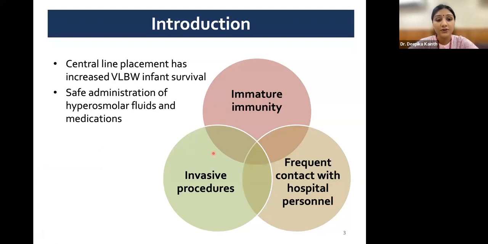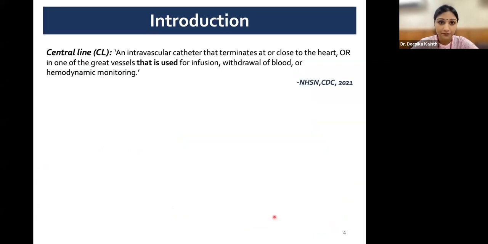However, neonates are already predisposed with an immature immunity, especially the ones who are small and sick, with so many invasive procedures going on, and they have frequent contact with hospital personnel, which can actually transmit so many infections that they are harboring.